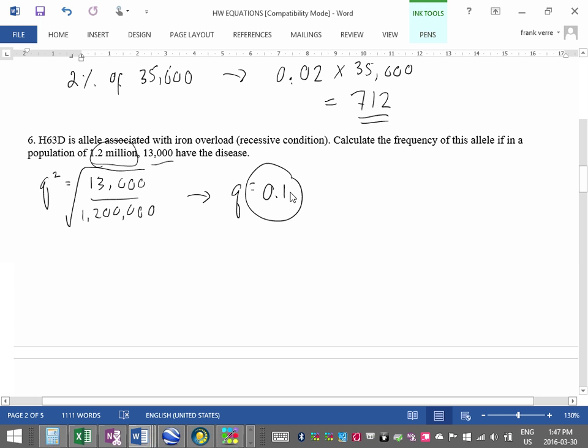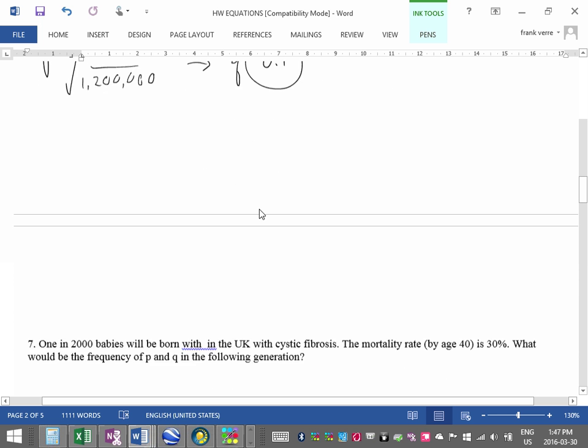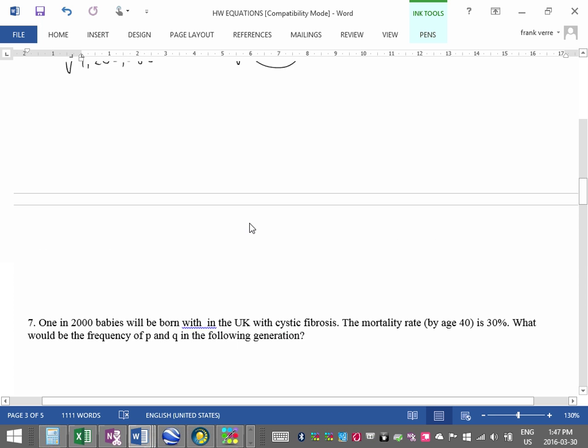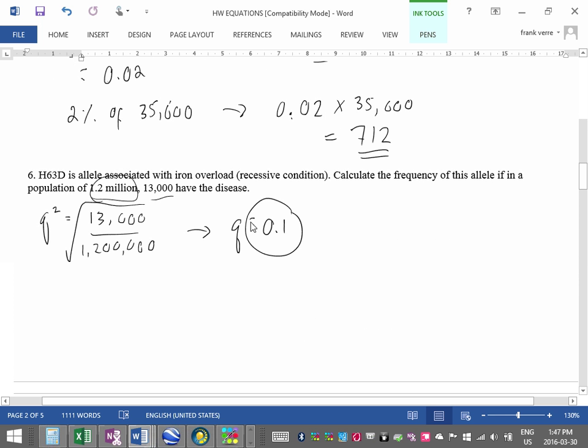Okay, two more. Okay, so we have two last questions left over. And then what we'll do is I want to wrap up that microevolution PowerPoint, which I just remembered that we didn't finish.